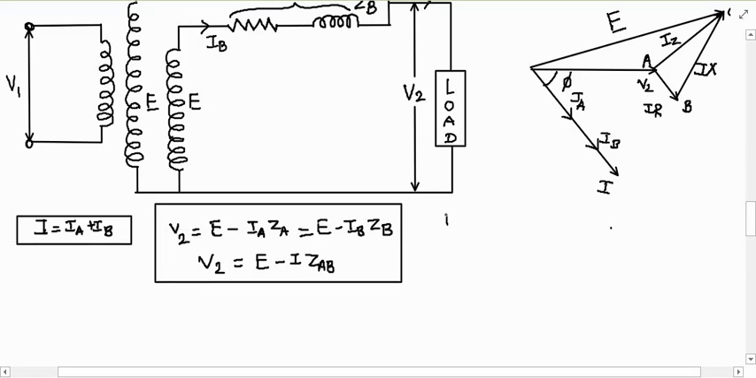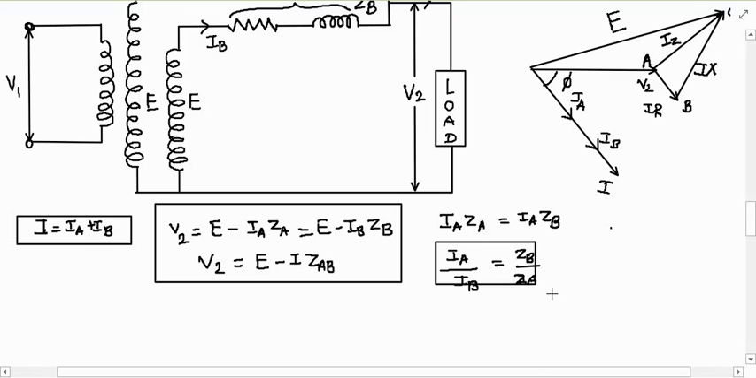Then also, IA ZA will be equal to IB ZB, because both are connected in parallel. Or I can write IA upon IB equals ZB upon ZA. Therefore, we can say that the currents IA and IB of the individual transformers are in phase with the load current I and inversely proportional to their respective impedances. So IA is inversely proportional to ZA and IB is inversely proportional to ZB.